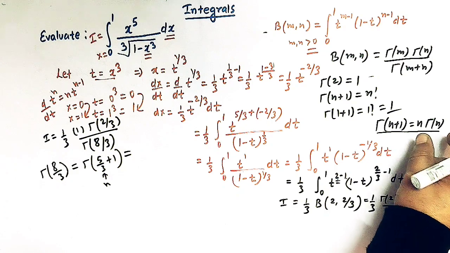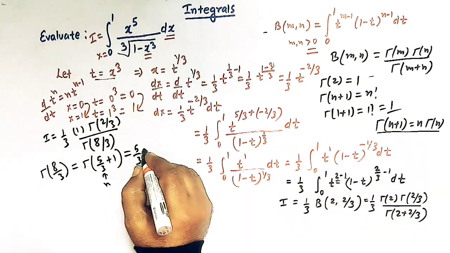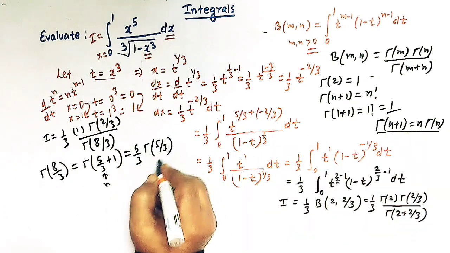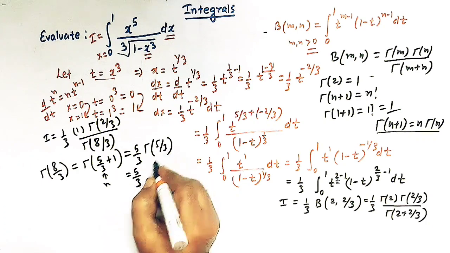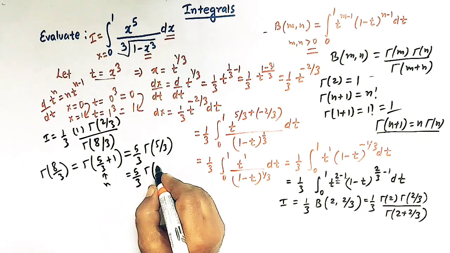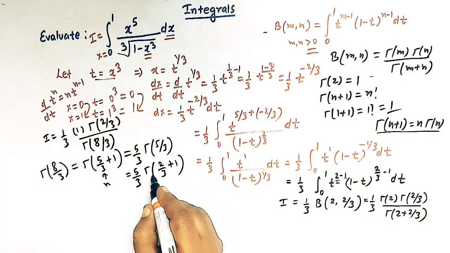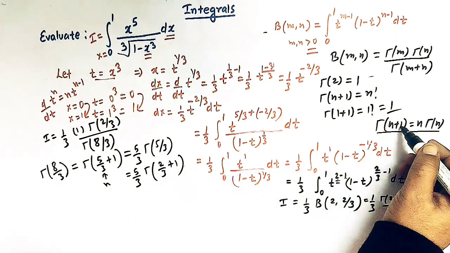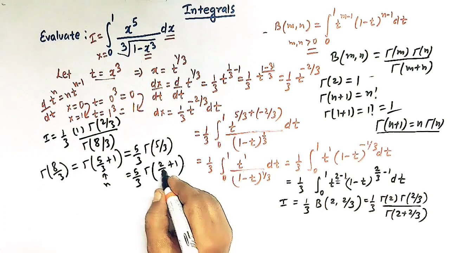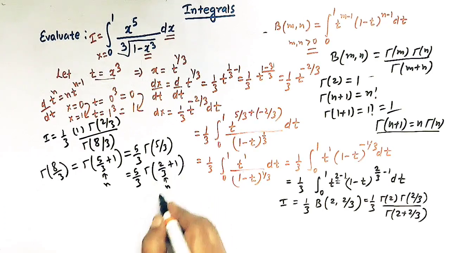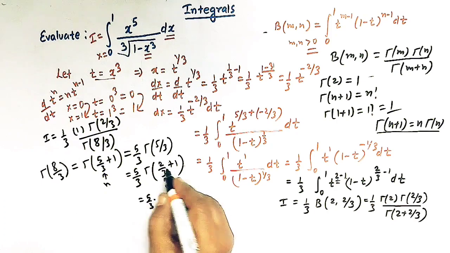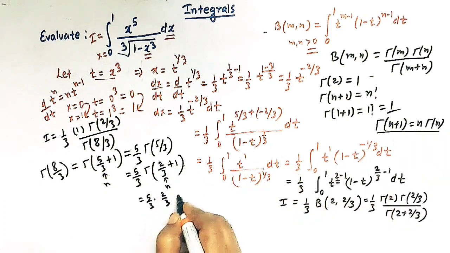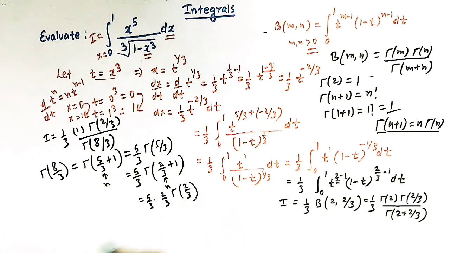So we can apply this rule. So we have 5 over 3 gamma 5 over 3. Now further 5 over 3 can be written as 2 over 3 plus 1. Now again this term is similar to this one, n plus 1, and again n is a positive fraction, that is 2 by 3. So we have 5 over 3, and applying this rule we have 2 over 3 gamma 2 over 3, right? So this is 5 times 2 is 10, 3 times 3 is 9, and gamma 2 over 3.